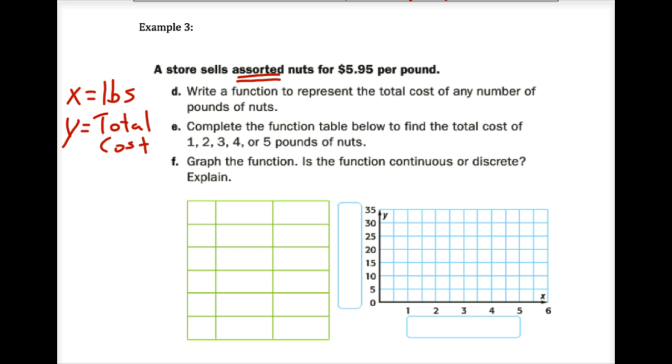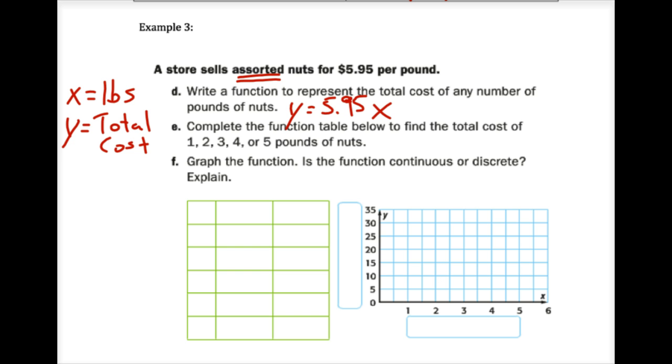All right, guys, this is a step you got to take. Got one. What do you think? Y equals 5.95x. Perfect. That's what I got. Go, Matthew. Y equals 5.95x. Does everybody see that? The total cost will be $5.95 times how many pounds you buy.